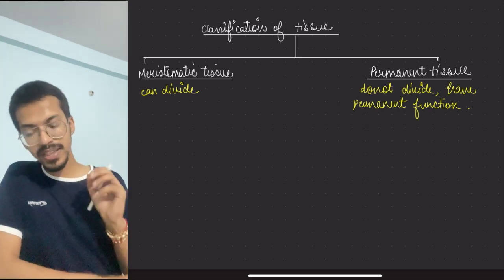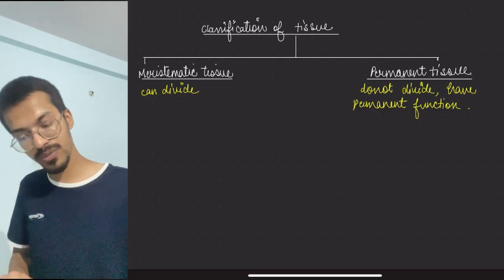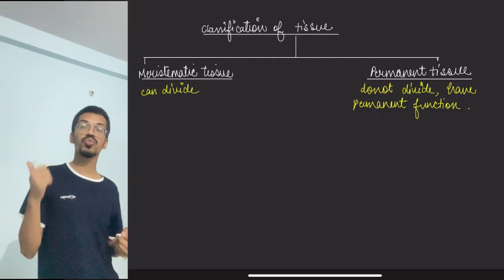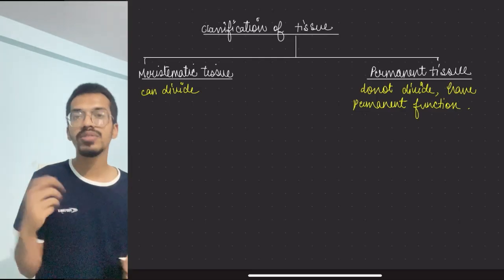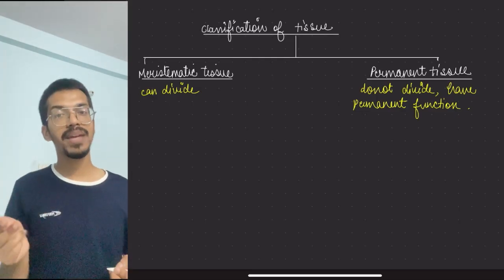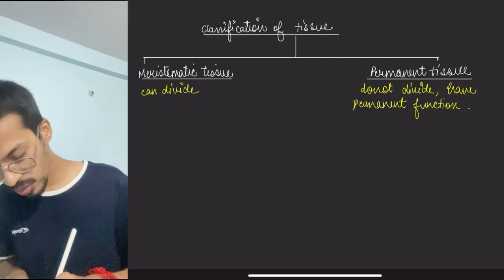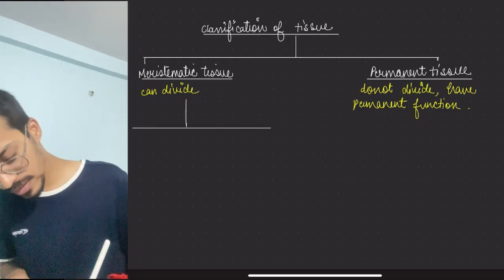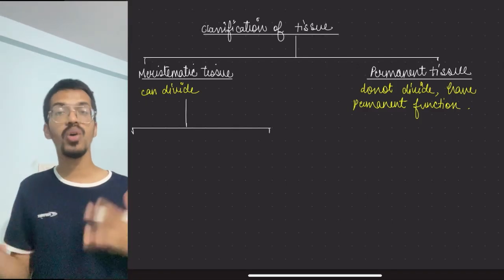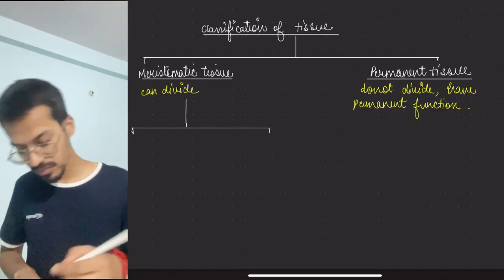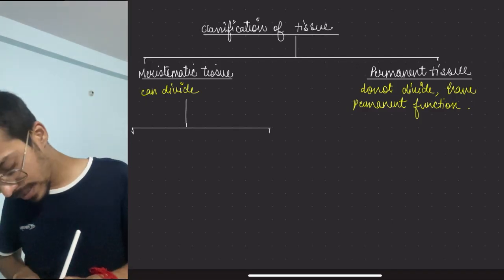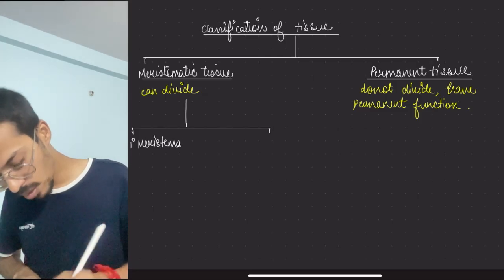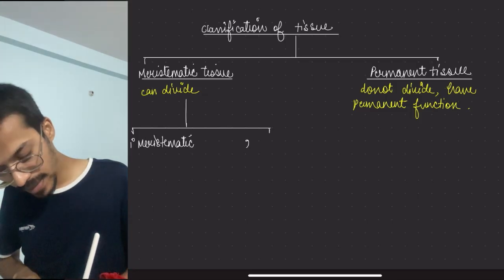Now this meristematic tissue, till now we have divided them on the basis of their timeline of development. We divided them into primary or secondary. So we have divided it on the basis of how they are forming. So there could be primary meristematic tissue or there could be secondary meristematic tissue.